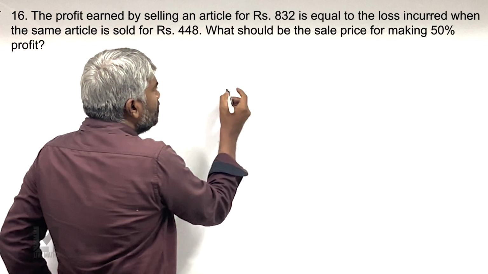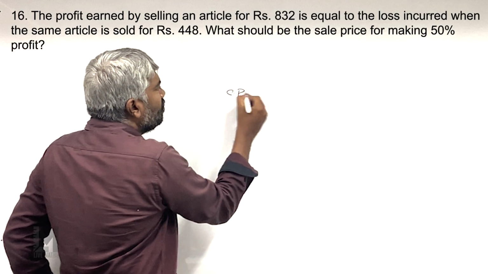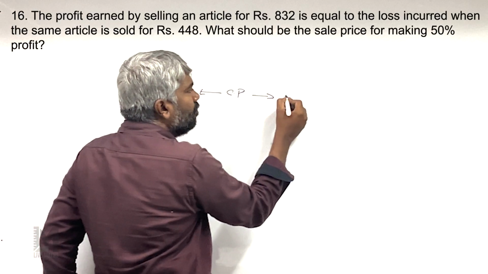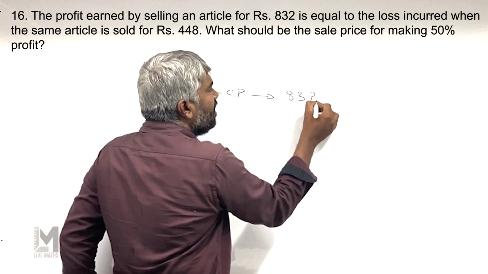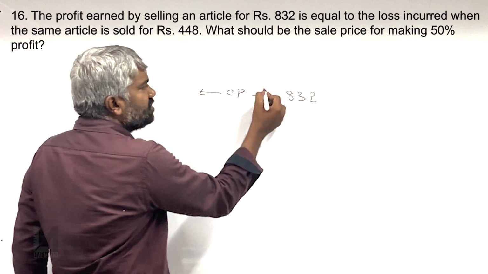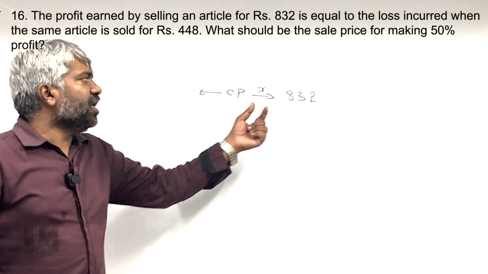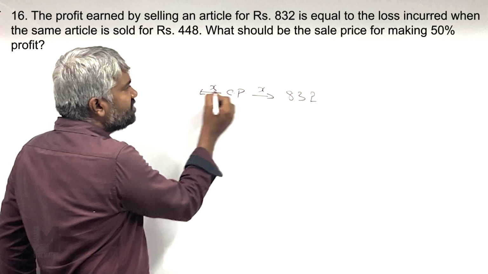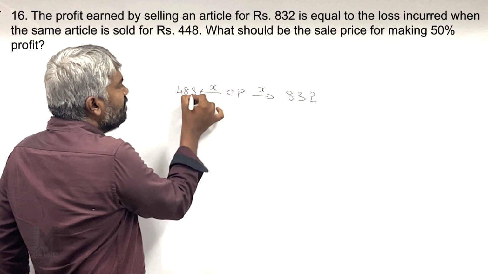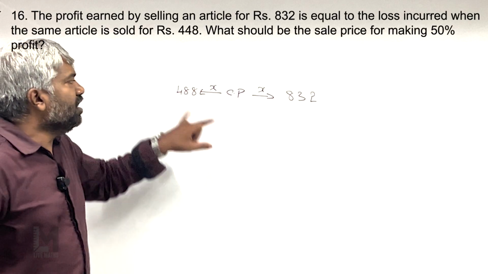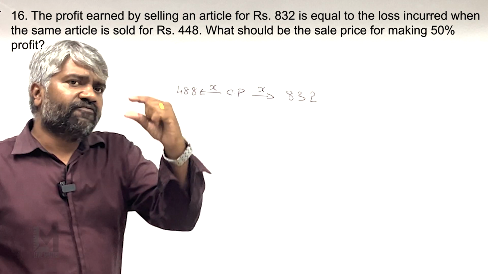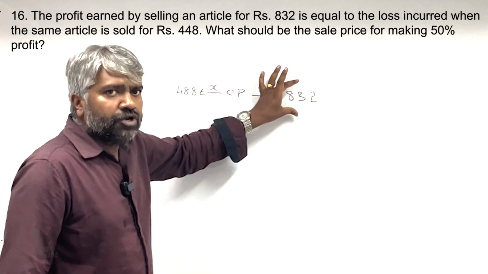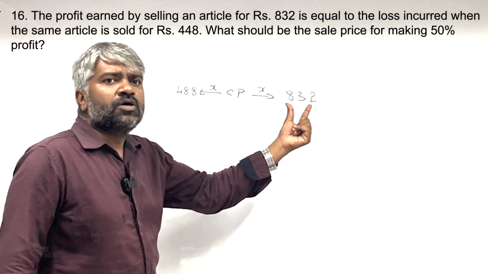What they said is, from the cost price, if you add a certain amount, that is, if you make a profit, let us assume some amount X is the profit, the selling price will be this. But from the cost price, if you remove this X, you will get the selling price of 488. That is, while selling at 488 rupees, you will face a loss of a certain amount. When the product is sold at 832 rupees, the same amount is made as profit.